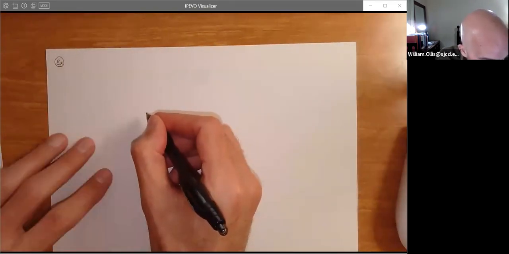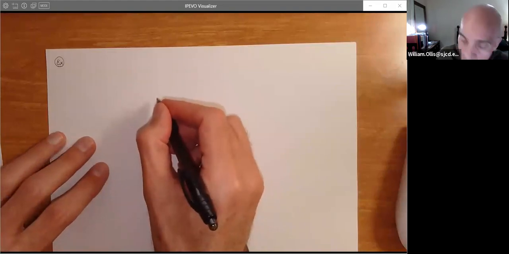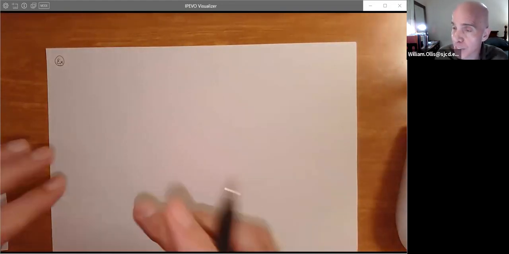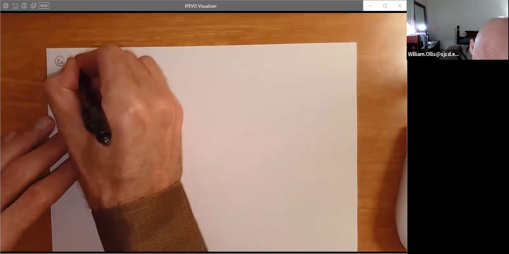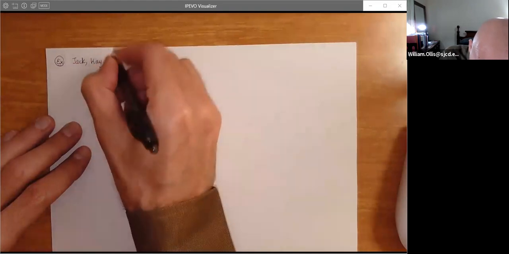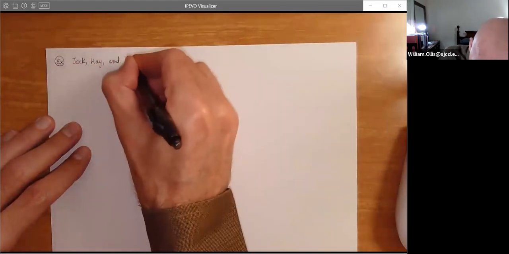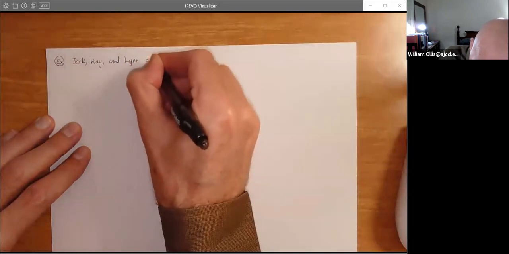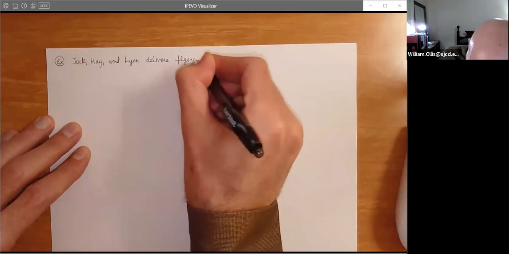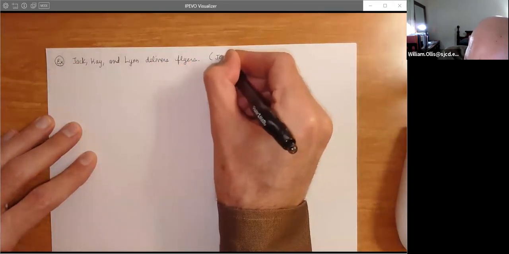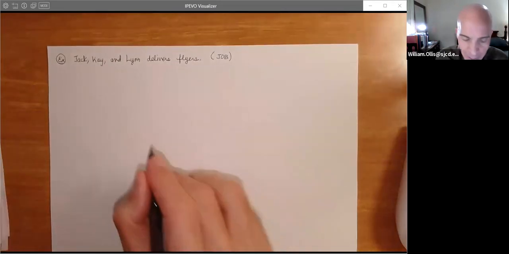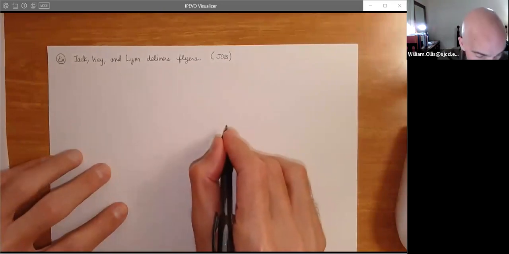And here we have Jack, Kay, and Lynn deliver flyers. So that's the job, excuse me, deliver flyers, like advertisements. That's the job. So we say Jack, Kay, and Lynn deliver flyers. So this is the job, so to speak. I'll say job. The job is delivering the flyers, whatever that may be. So keeping it fairly nondescript.